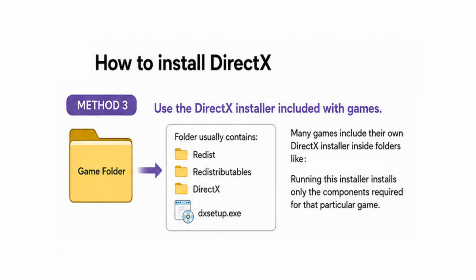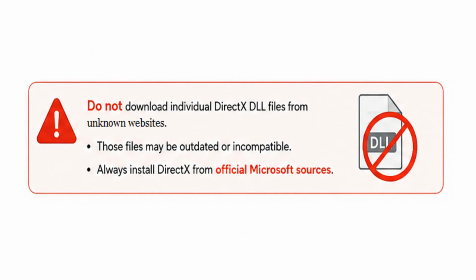Method 3: Use the DirectX installer included with games. Many games include their own DirectX installer inside folders like Redist, Redistributables, or DirectX. Running this installer installs only the components required for that particular game. Do not download individual DirectX DLL files from unknown websites. Those files may be outdated or incompatible. Always install DirectX from official Microsoft sources.